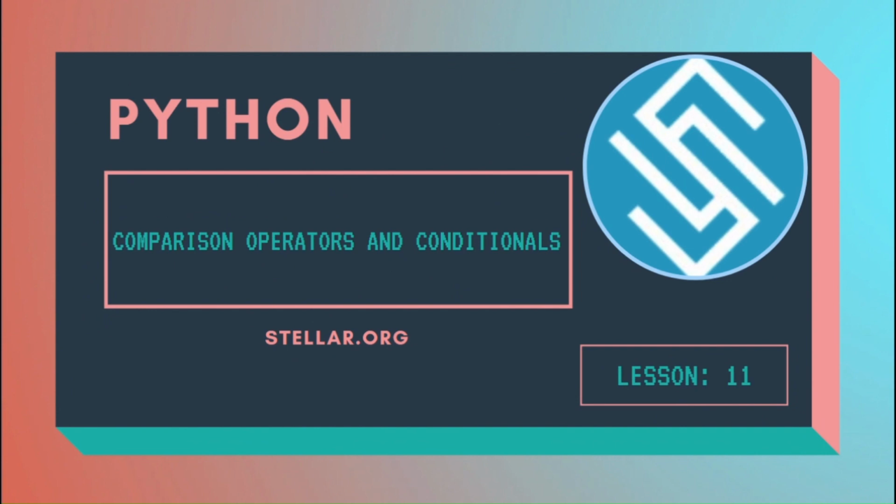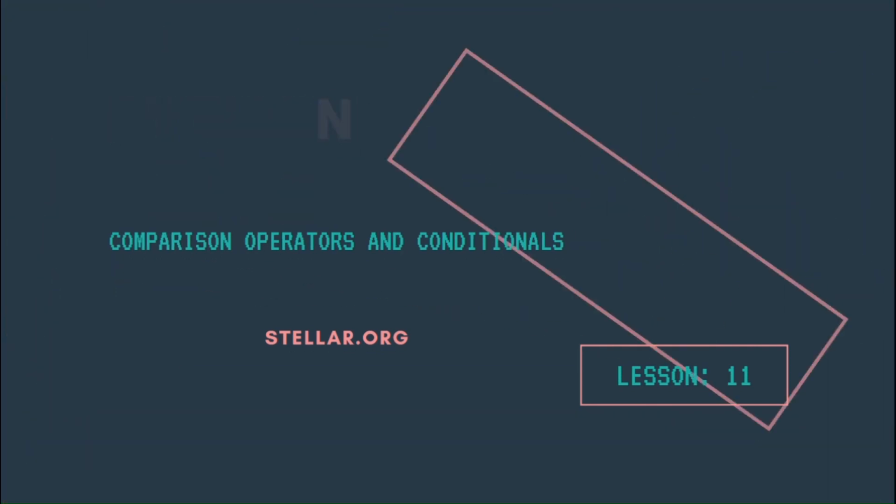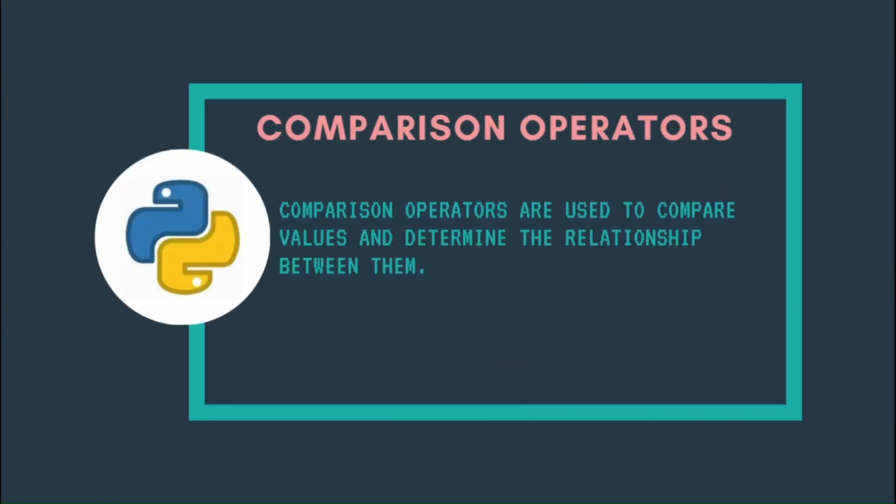In today's video, we will show you another tool in programming that you want to have in your toolkit, and that is comparison operators and conditionals. In Python, comparison operators are used to compare two values and determine the relationship between them. These operators return a Boolean value, true or false, based on the comparison result.